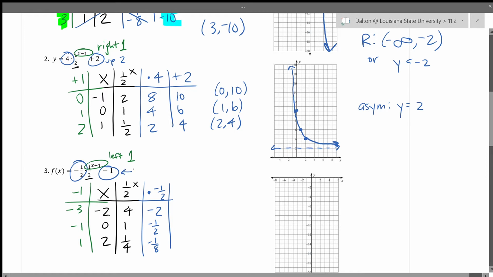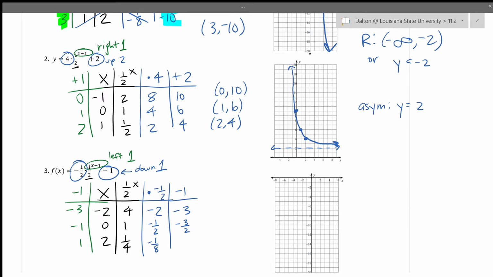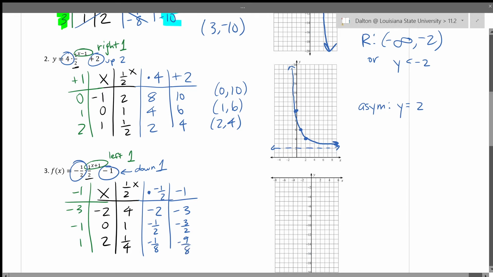Therefore, this implies that our graph is being shifted down 1. So we're going to subtract 1 from all of our y coordinates. -2 minus 1 is -3. -1/2 minus 1 is -3/2. -1/8 minus 1 is -9/8. So these three points are (-1, -3), (0, -3/2), and (1, -9/8).